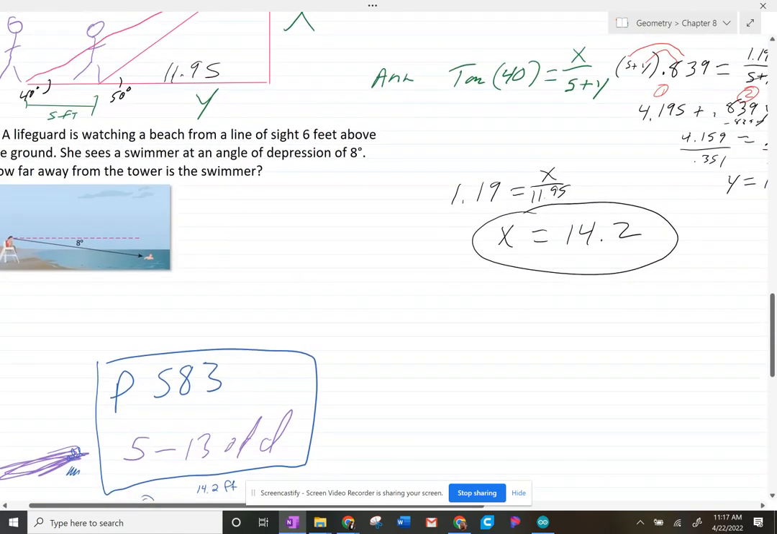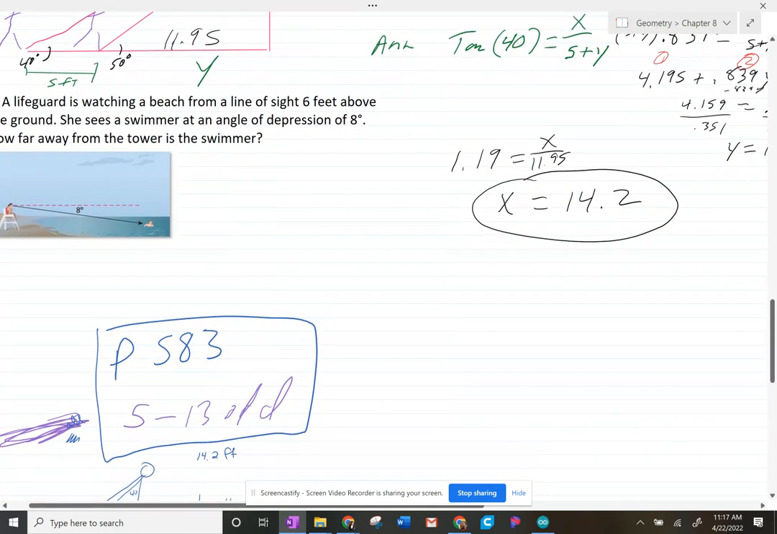Okay? Again, I gave you one of those types. I just want to make sure you guys are able to see how they do it in the real world. Your assignment, though, page 583, 5 through 13, just the odd numbers.